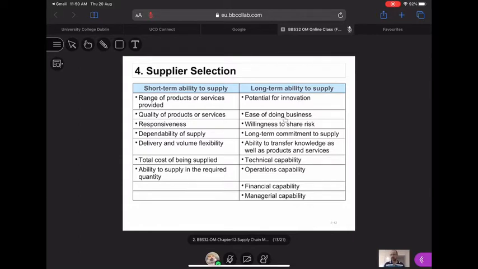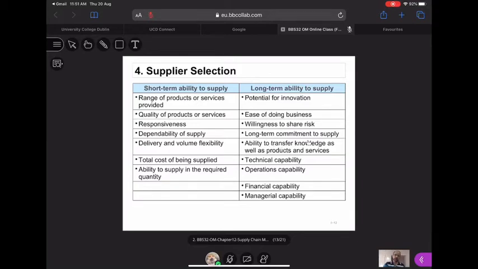Also the ease of doing business, which means we have a very good business relationship. We can talk like friends, we can network, our communication is very good. Because if I work with a long-term company and I'm unable to do business very easily, I had better change supplier. Also willingness to share risk, which means sometimes I have a big project and I tell the supplier, hey, can you give me a very big discount because it's the first time I'm doing this? Maybe you lose a bit of money, I lose a bit of money, never mind, we share the risk. So they must be willing to share risk.